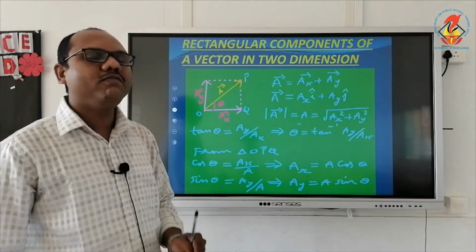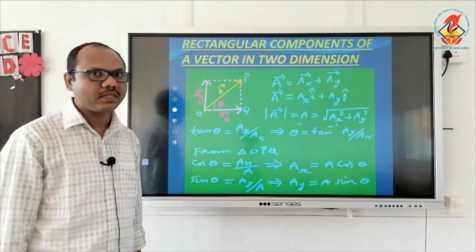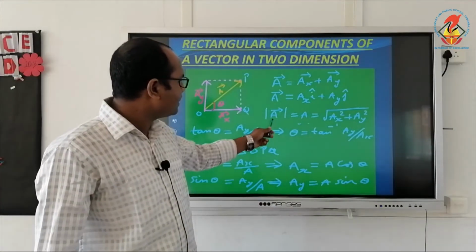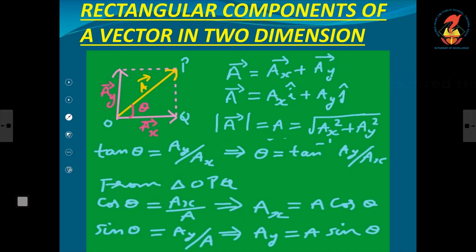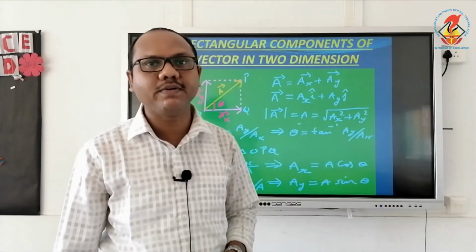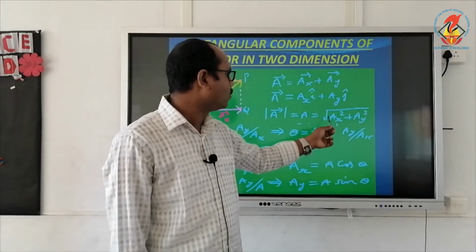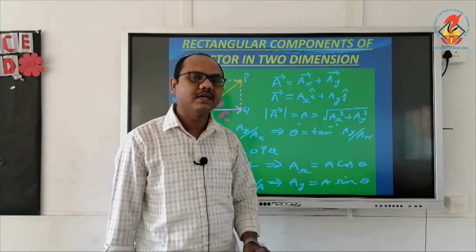Now, how will you find the magnitude of the resultant? Magnitude of the resultant is modulus of vector A, or simply you can write A. So A is equal to root of Ax square plus Ay square. This we studied in the previous video, how to take the resultant if two vectors are perpendicular. Root of Ax square plus Ay square.